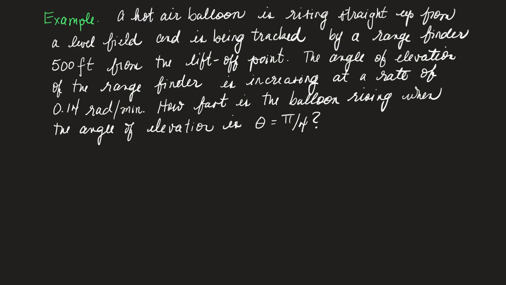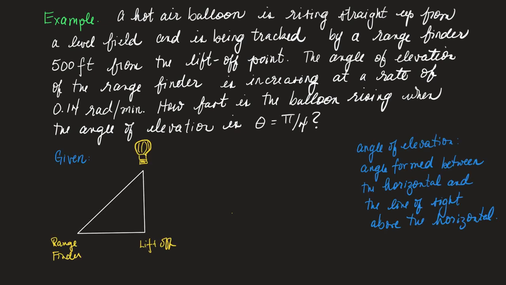So the first thing I want to do is think about what I'm given in this problem and assign some variables. So it makes a lot of sense to draw a picture in this case. So I've gone ahead and I've drawn the picture. So I've got a rangefinder. It is 500 feet from this liftoff point, and I've got a balloon rising from the liftoff point. Now, note that this is a fixed distance. It's always 500. It's not changing. That's an important thing to add to our problem. This is always 500 feet.